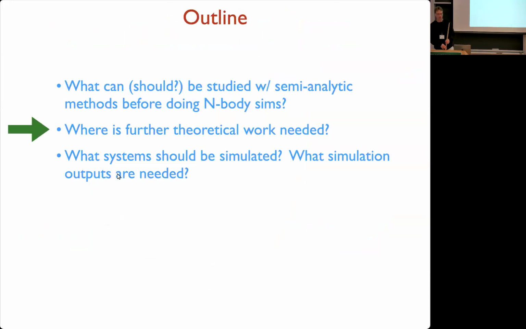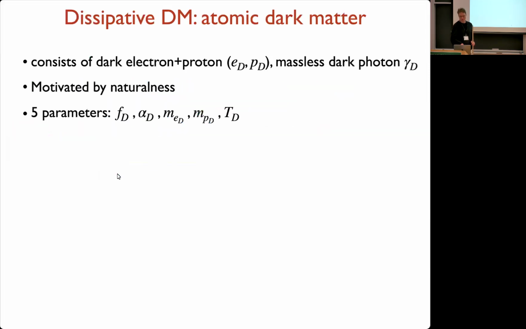Then I want to mention very briefly some theoretical work. In particular, I want to mention dissipative dark matter as an example, where we have some work that's been done already and some work that's been going on. We've heard a lot about dissipative dark matter. We had a very nice talk already on this, so I'm not going to spend too much time. Basically, one example is atomic dark matter. It consists of a dark electron, a dark proton and a massless dark photon. It's motivated by naturalness, as we heard about.